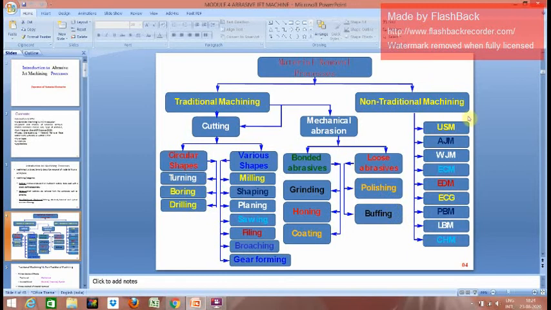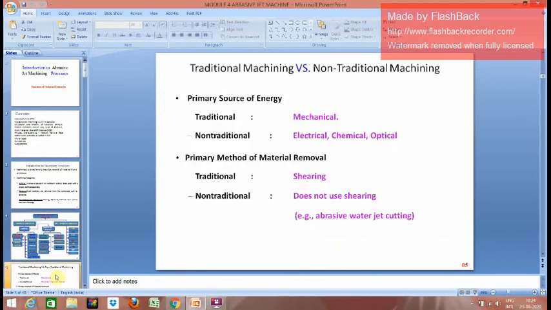The non-traditional machining processes are USM, that is ultrasonic machining, abrasive jet machining, water jet machining, electrochemical machining, electro discharge machining, ECG, PBM and LBM, CHM. Next we will discuss the difference between traditional and non-traditional machining. Traditional machining is also called conventional machining, and non-traditional machining is called non-conventional machining.